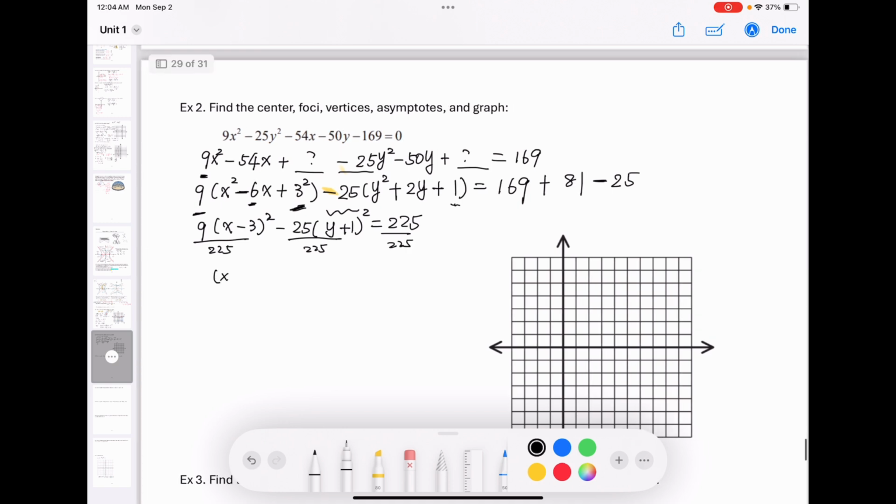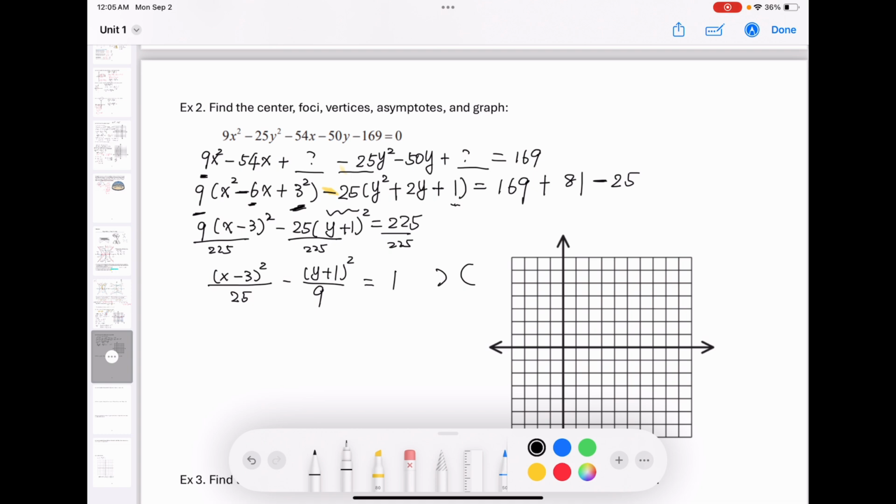So we're having x minus 3 squared over what? So the cancellation between 9 and 225, I'm getting a 25 at the bottom under the x perfect square. And then minus, okay, at the bottom, 25 and 225. Do the cancellation. I'm having 9 here at the bottom. And y plus 1 squared. And on the other side, it is 1. Now let's see which perfect square is positive. X. So my graph must have the shape like this, open to the left and to the right.